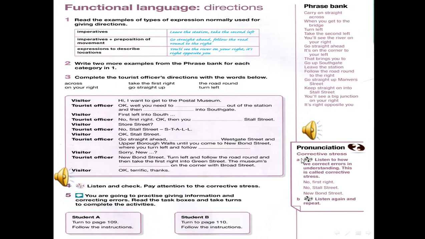Unit 9, Pronunciation, Exercises A and B. No, first right. No, Stall Street. New Bond Street.